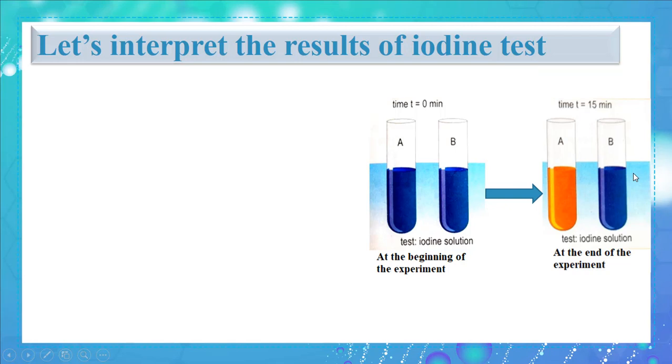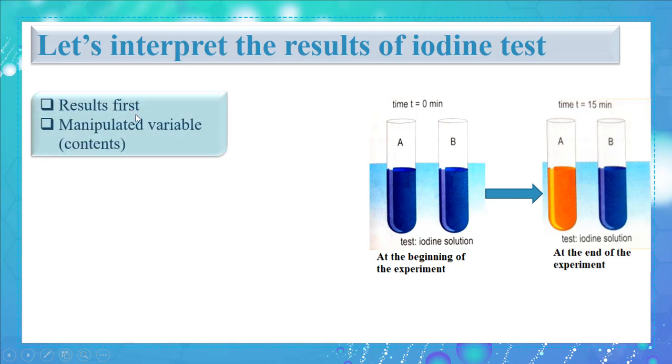Now, let's interpret the results of the experiment. While analyzing, try to start with the result first, and don't forget to mention the manipulated variable. In this case, you have to mention the contents of the test tubes.